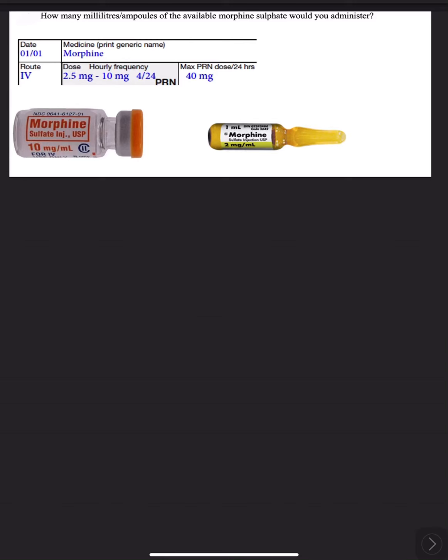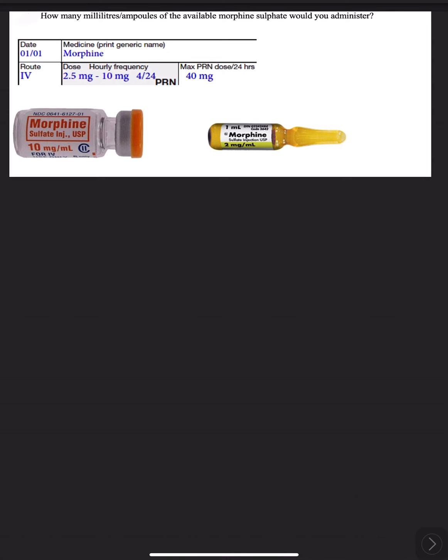So if we look at this question, it is asking how many milliliters or ampules of the available morphine you would administer. We can start looking at this from a different angle. They're asking about the ampules or the milliliters. We'll give two answers anyway, because that's what the question wants you to address.